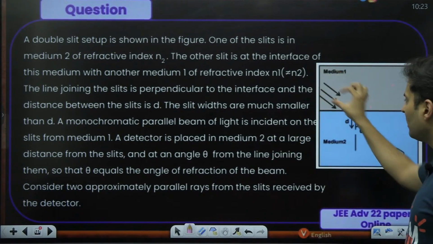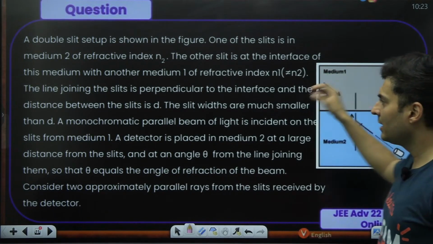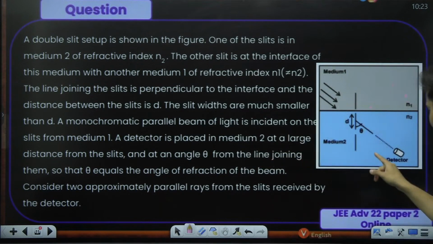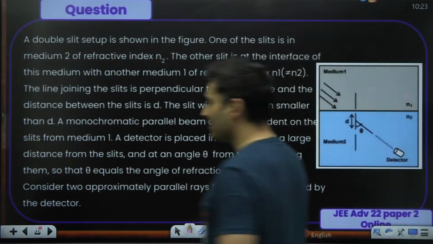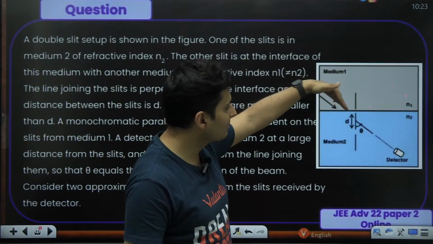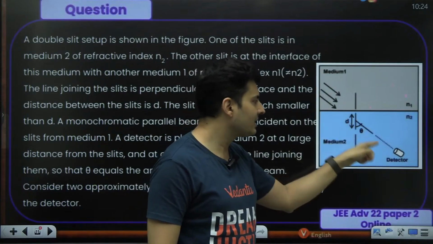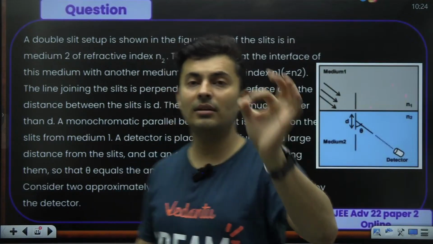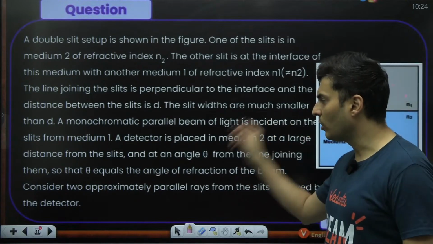A monochromatic parallel beam, as you can see, the parallel beam of light itself is falling at an angle, and it is incident on slit 1 in medium 1. Now a detector is placed in the second medium at some angle such that this angle equals the angle of refraction. So here is the catch. This light which enters like this will get refracted. So imagine the light going like that and getting refracted. So this angle is exactly the angle of refraction at which you have placed the detector. That is the extra condition which is given apart from N1 and N2 not being equal.